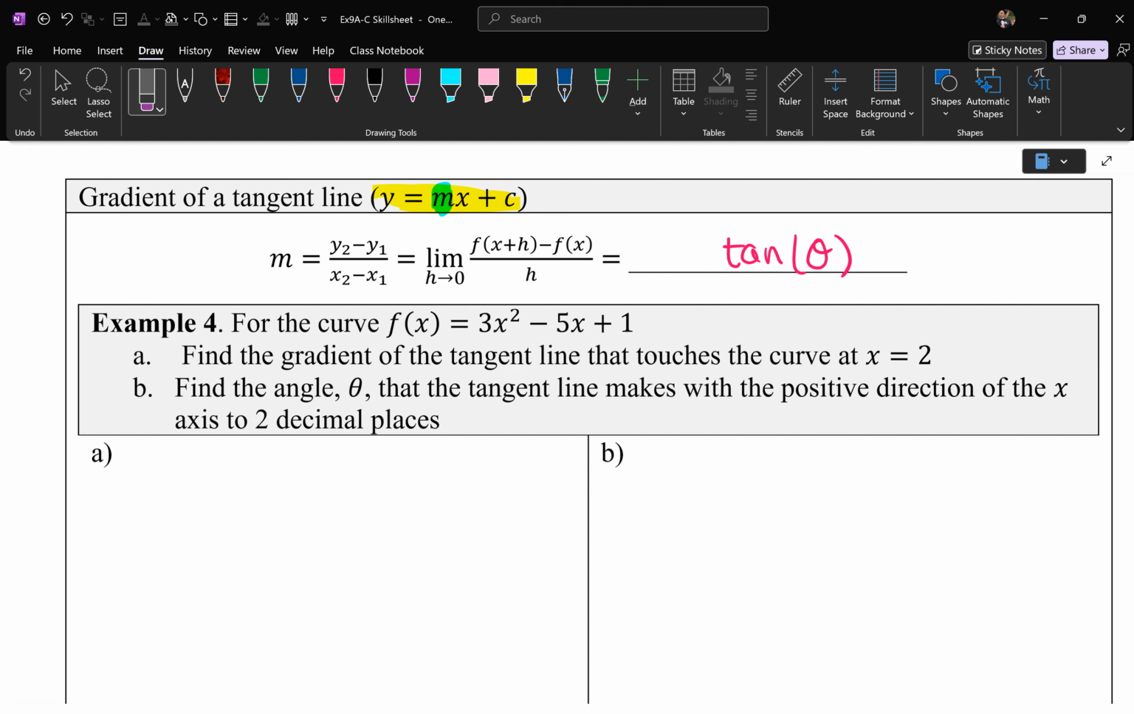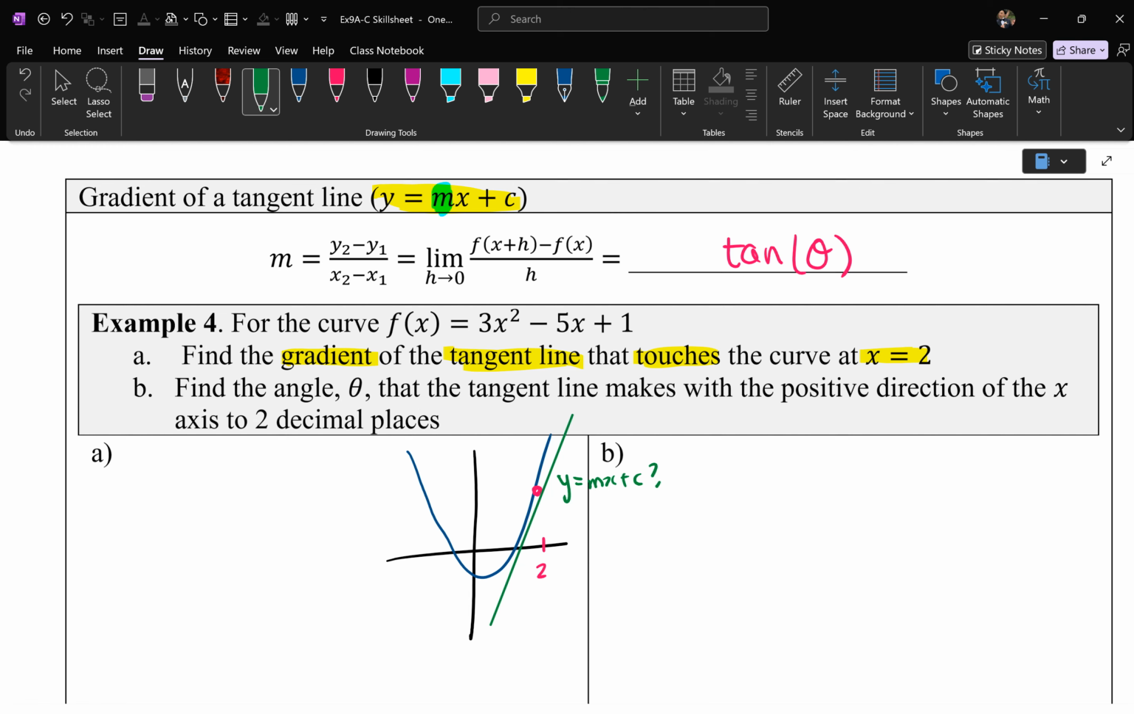So here we go. For the curve, f of x equals 3x squared minus 5x plus 1. It's a quadratic. It's asking you to find the gradient of the tangent line that touches the curve at x equals 2. So on a visual aspect, you can picture like this. You got a quadratic, and at x equals 2, here's the point at x equals 2. There must be a line that's a straight line, and it touches only that one point. Okay, so that's called the tangent line. All it's asking is, what is that line?